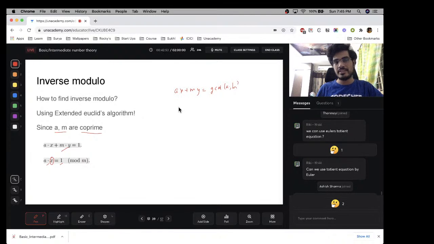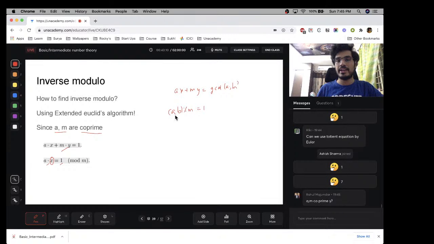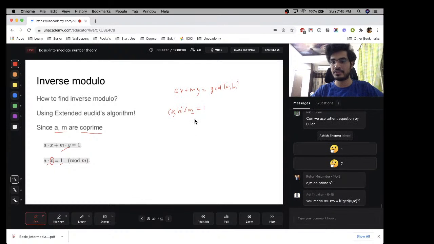Okay, why is it true that A into B mod M equal to 1 only when A and M are co-prime? I'll give you 2 minutes to think by yourself why this is true. If A and M are not co-prime, then B doesn't exist. There is no such B.